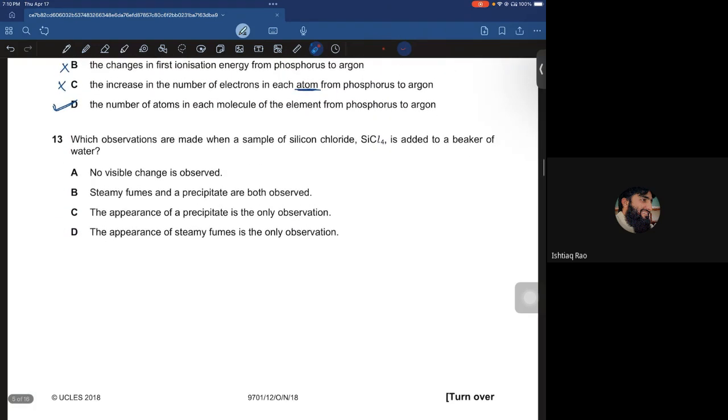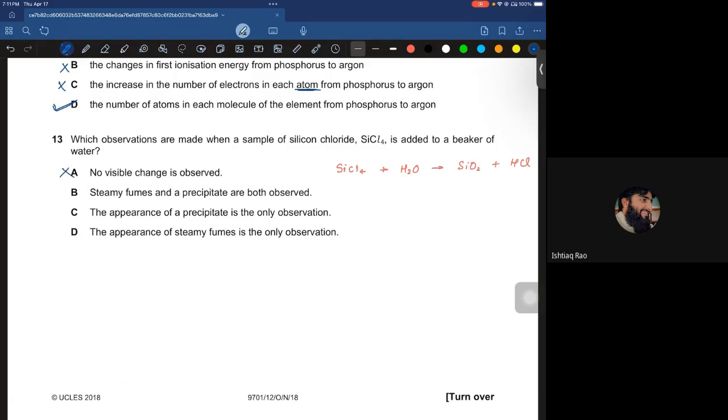Question 13 says which observations are made when a sample of silicon chloride is added to a beaker of water. So you know silicon chloride is a covalent compound. When a covalent compound is going to react with water, it reacts with water. Silicon chloride, when you add it to H2O, is going to form silica and HCl. So they were saying no visible change is observed.